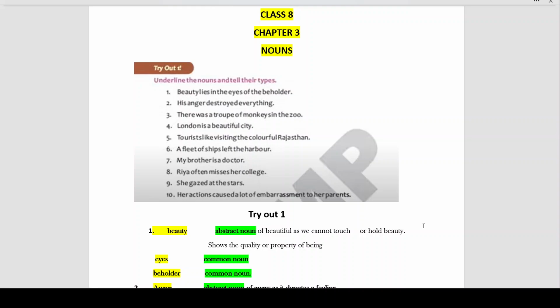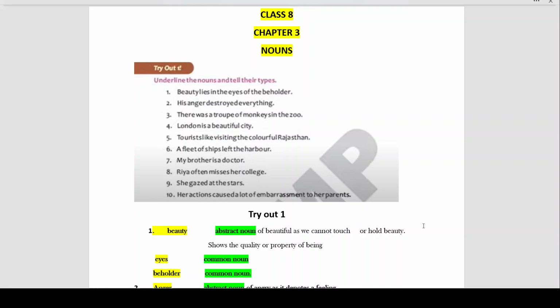Number four, London is a beautiful city. London and city. London is a proper noun. City is a common noun. Number five, tourists like visiting the colorful Rajasthan. Tourist is your common noun. Rajasthan is your proper noun because it is a particular name of a place, of a state.